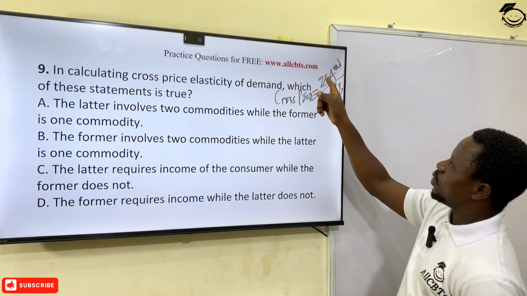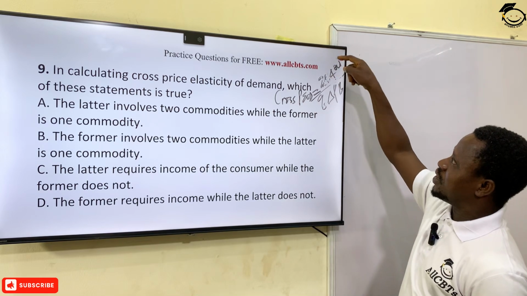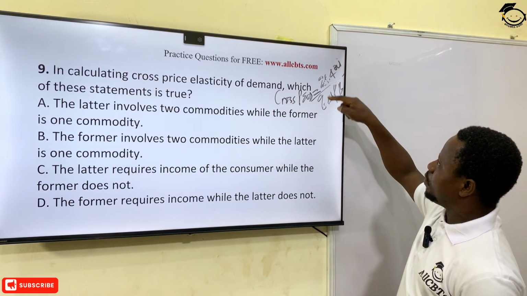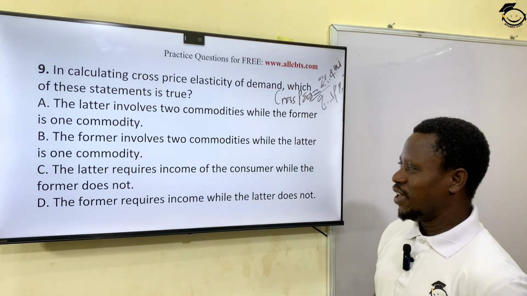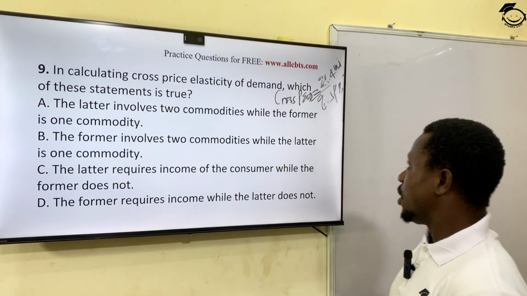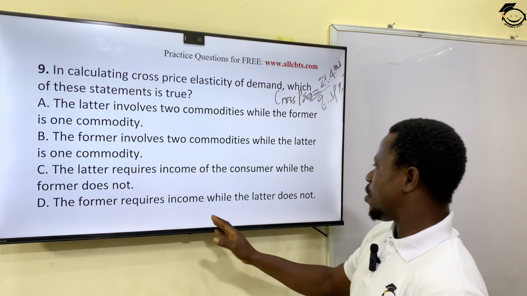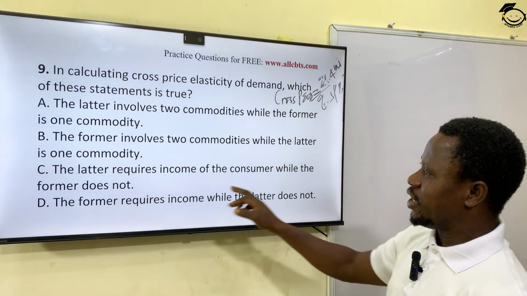Okay, the latter is the one that comes first, A. We don't need the price of A, we just need the quantity demanded. What we need here is the price of B. How the price of B affects the quantity of A. So the former means the one that comes before, and it does not require income, while the latter requires income of the consumer.